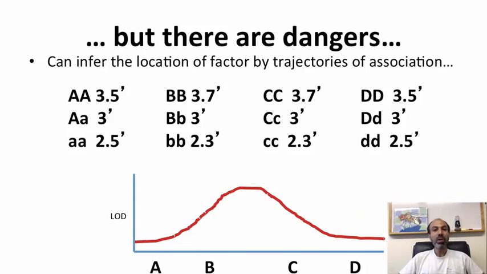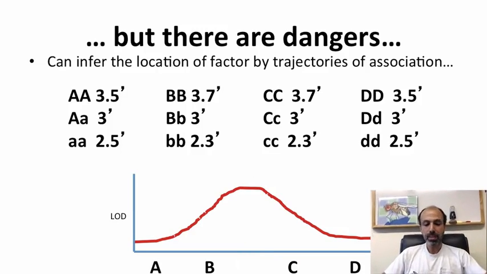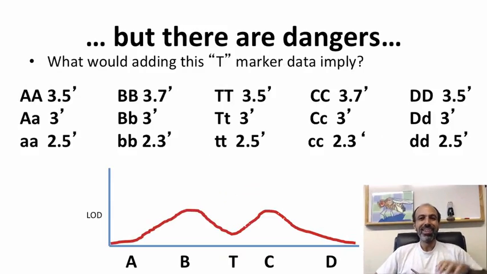Now, I mentioned to you before, these things are hypotheses, and there are dangers. You can actually be misled. Now let's imagine that we looked at another marker right in the middle. Let's say it's the marker T. What we expect is T should have a stronger association with this trait than B or C. But what if we do that and we see this? Well, what does that imply?